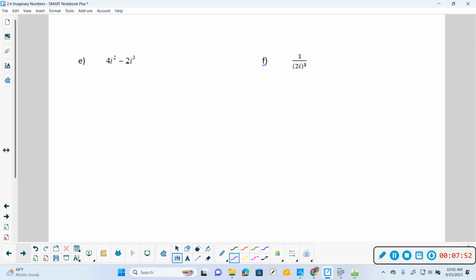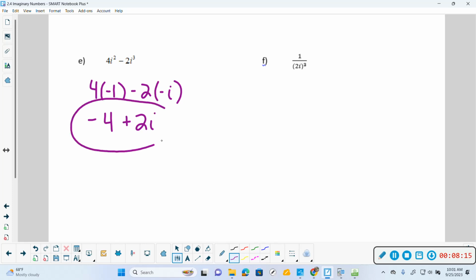Same thing. Again, we just have to know what i squared and i cubed are. You already told me last one, i squared is negative 1. What's i cubed? Negative i. Now, let's just simplify. Negative 4, negative, negative, positive. Just take a double check there. Are you in the right order? Yep, good enough. Okay. Got it.